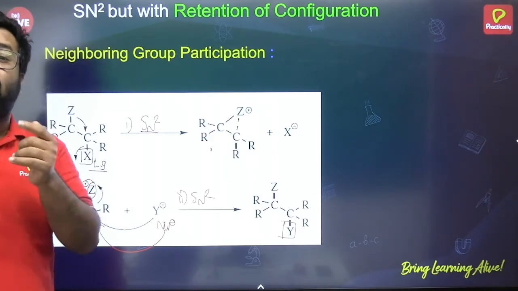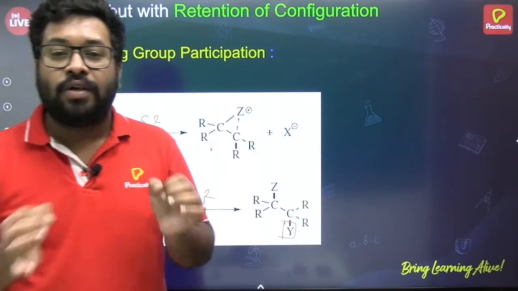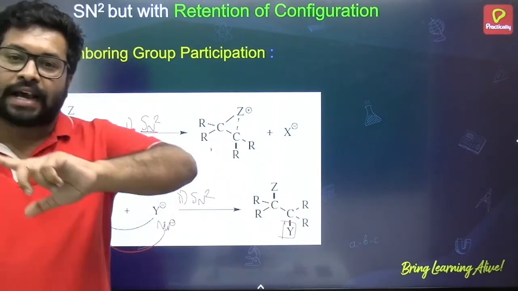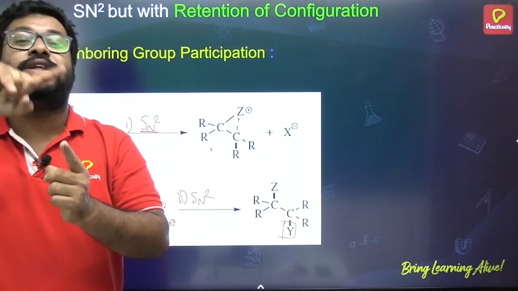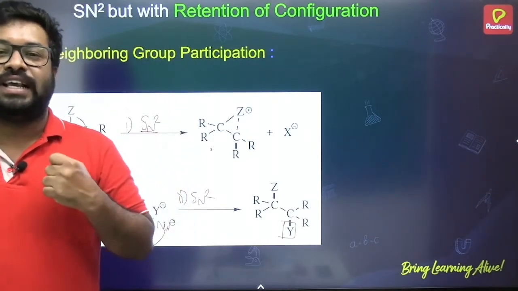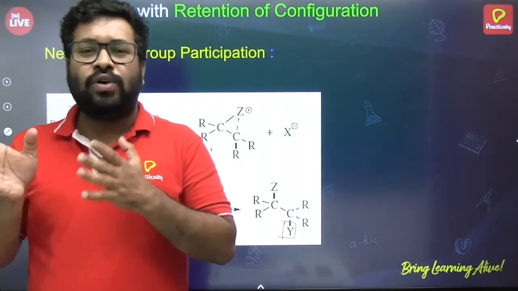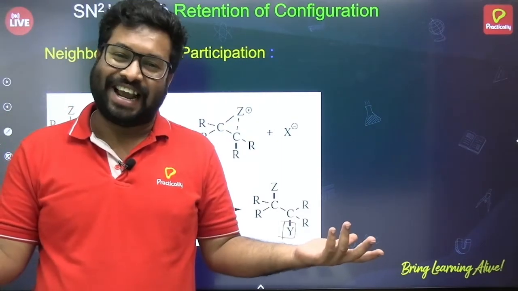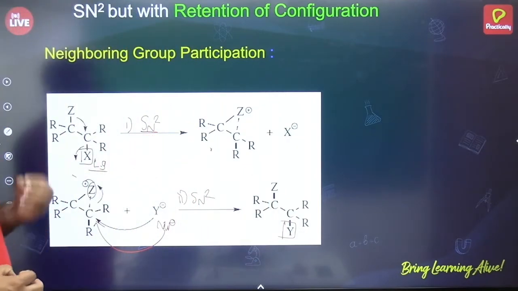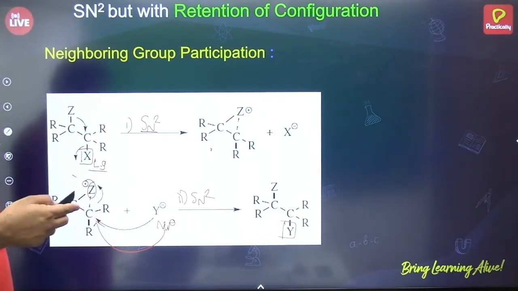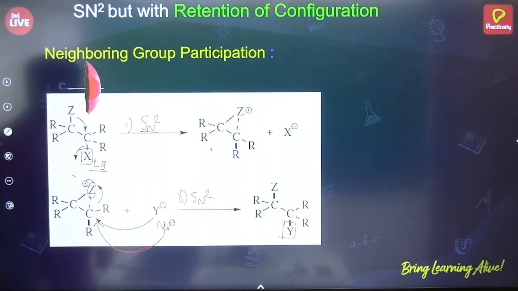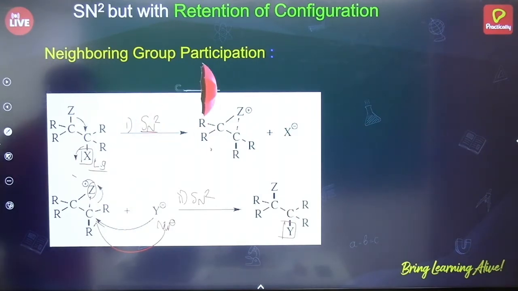So what has happened overall? If you see overall, there is a retention, because the first reaction causes inversion, the second reaction also causes inversion, but inversion of inversion is what? Inversion of inversion is retention. Just like in Hindi, ulte ka ulta, क्या होता है? सीधा, right? That is how neighboring group participation shows retention of configuration. So we'll see it once again. See, there's a retention now. Retention.